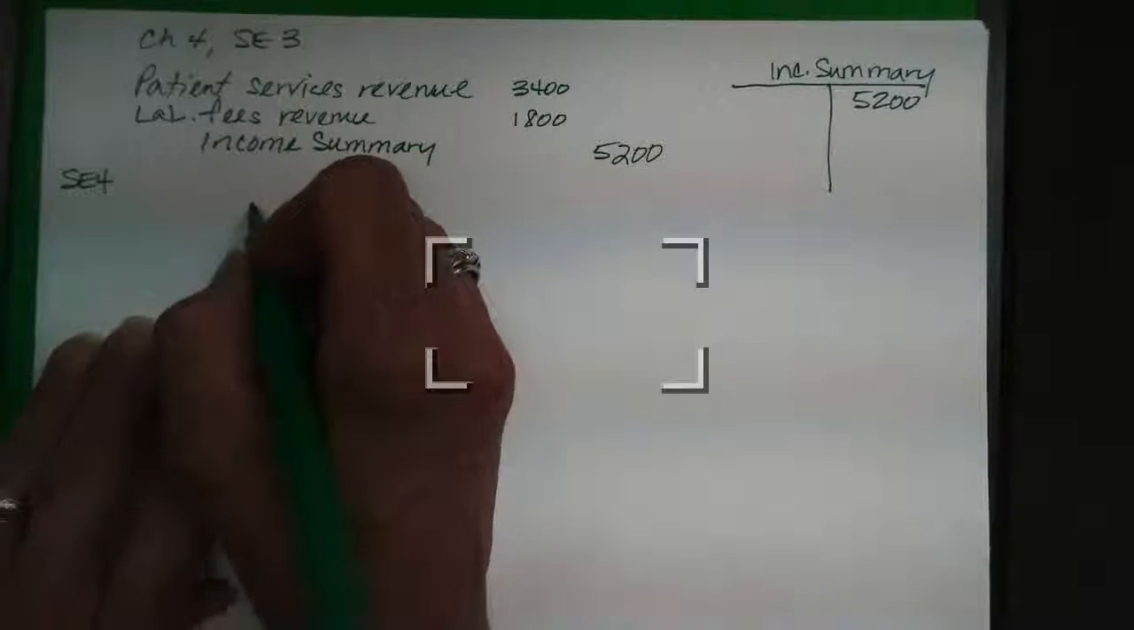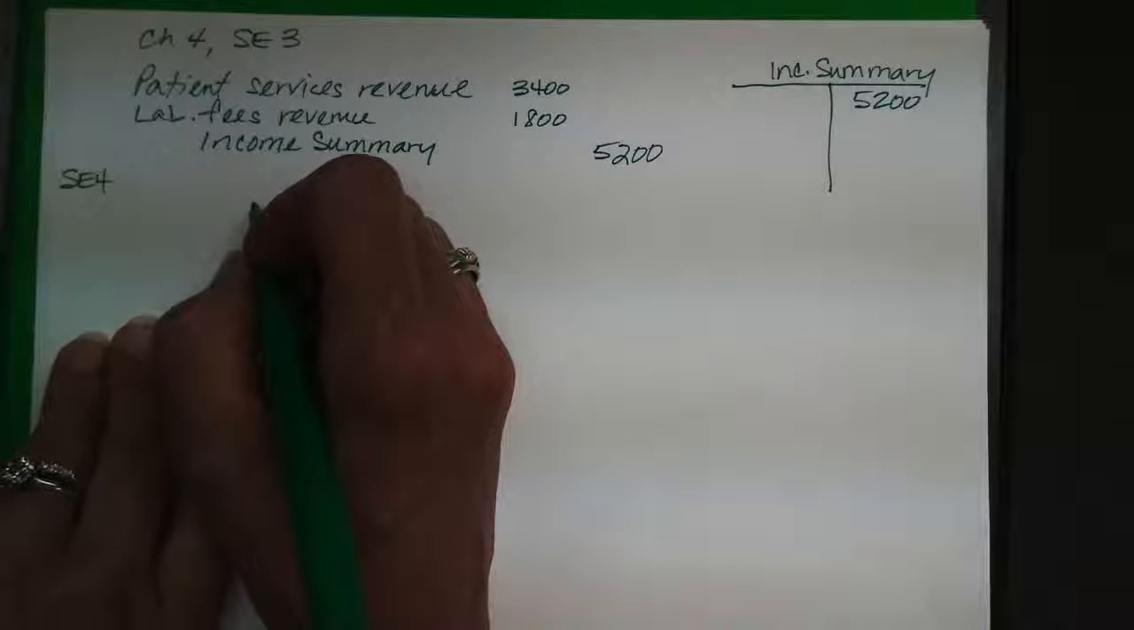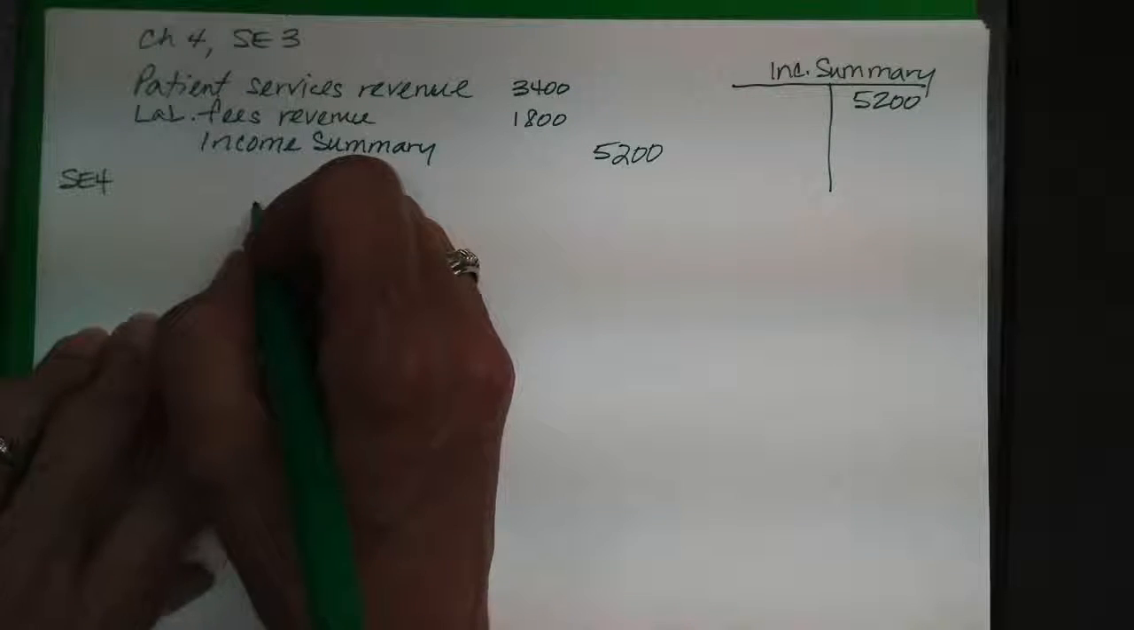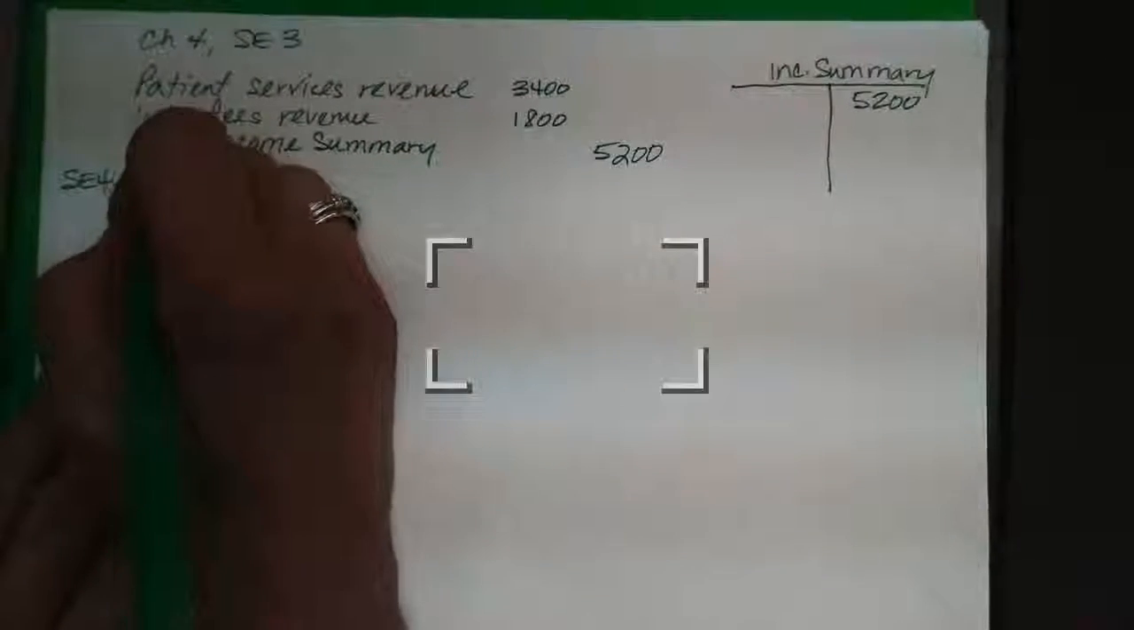Assume that debit balances at the end of the accounting period are rent expense for $1,400, wages expense for $1,100, and $500 in other expenses. So we're going to close these. Now, we are going to debit the income summary.